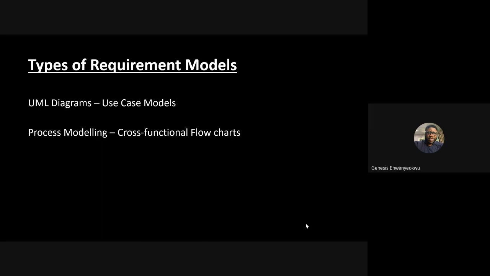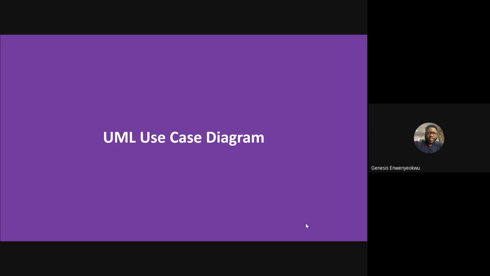You'll be looking at two types of models in the context of this program. Number one is the UML use case model. And number two is the cross-functional flowchart. UML stands for Unified Modeling Language. It's a universal modeling tool that we use to represent or visualize interaction between a system and its actors. So we are going to go right into understanding what the UML use case diagram is, its benefits, what the various components are, and what the basic rules are that we need to take into consideration when we are drawing them.